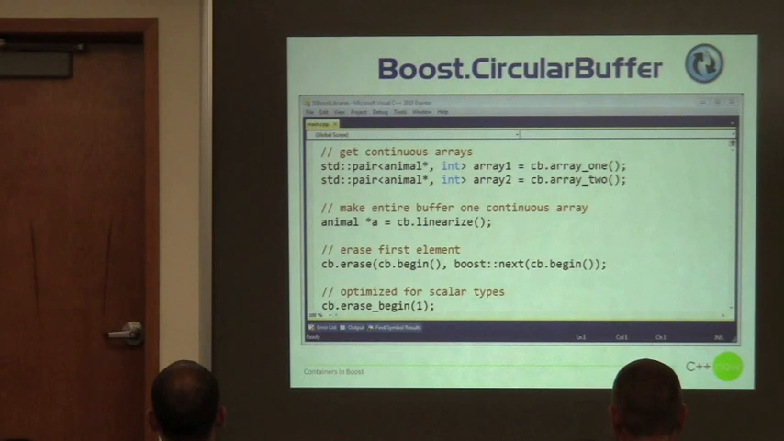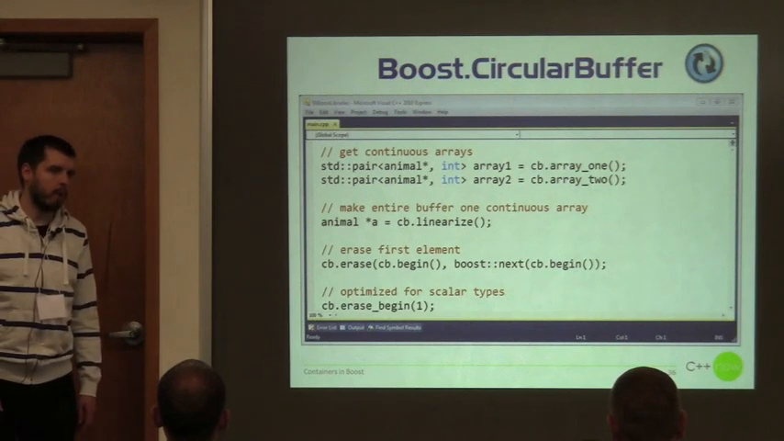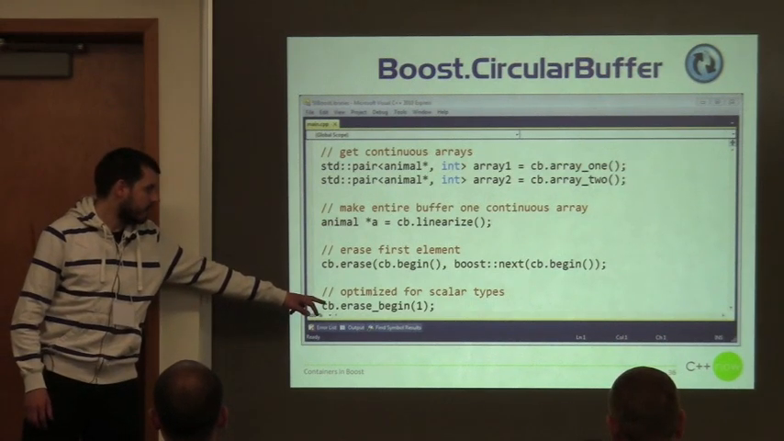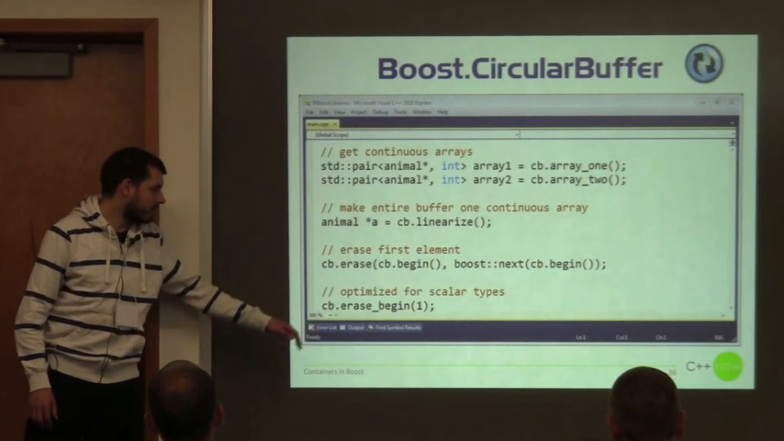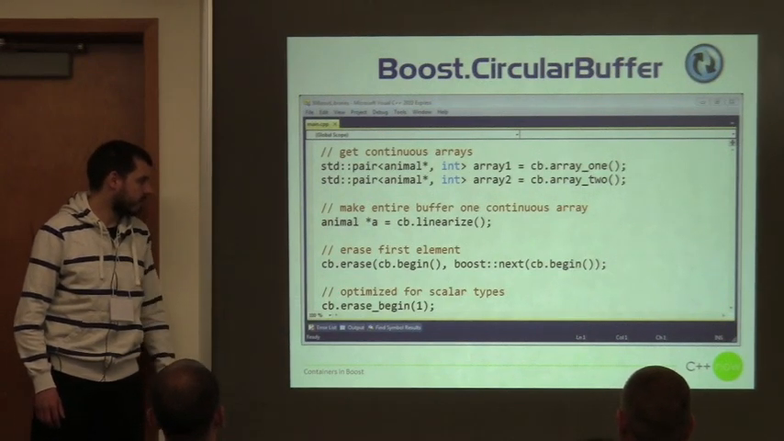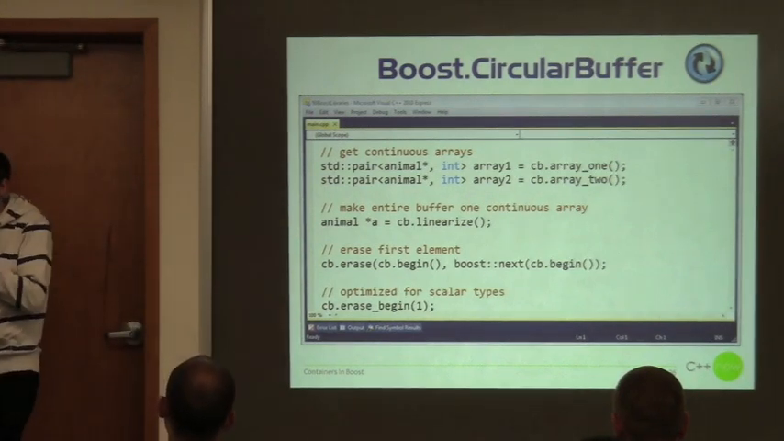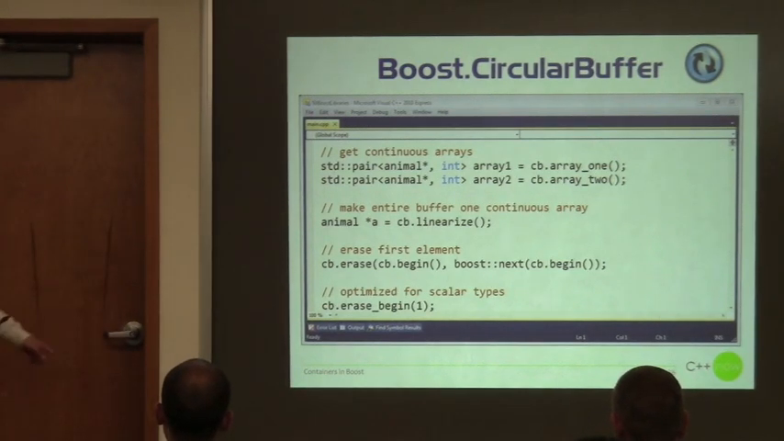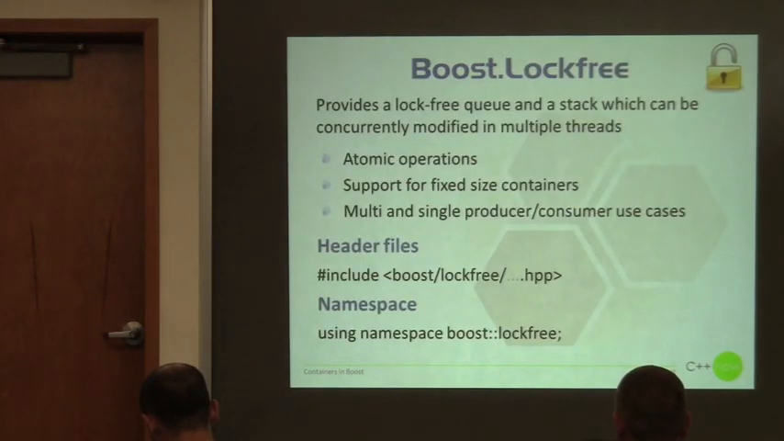Yeah, you have a couple of other functions. You can erase the first element. There's an erase function. But you also find some optimizations here. You can also erase, for example, the first entry in the circular buffer. That is a function you can use for scalar types. So what happens here is that the destructor is not called for each element, but because it's for scalar types, the begin iterator is just moved to another position in the circular buffer. Later, when more elements are added, all these elements are overwritten again anyway, so there's no need to do anything else. But we have a couple of optimizations here in that circular buffer. Apart from that, there's not much more to say.